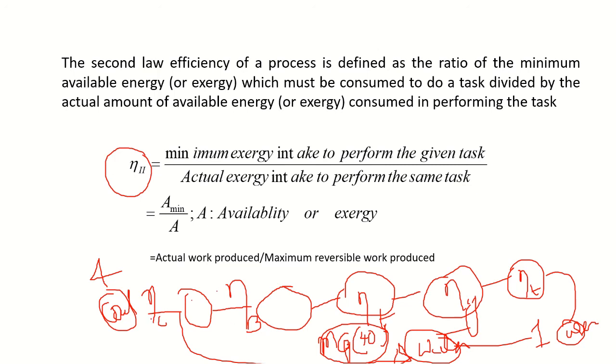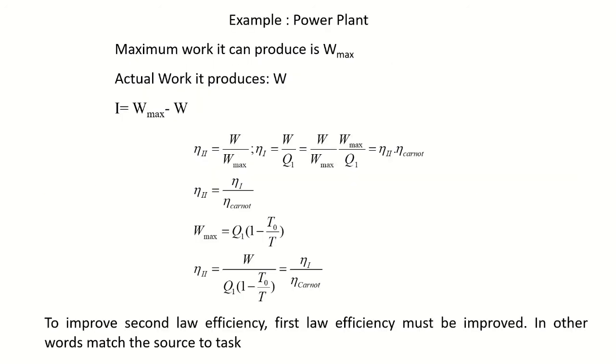Probably with just 1 unit of this energy I could have heated this, but actually I am using 4 units of energy. So that means I am at just 25% efficiency. I am not matching this resource to the task. This is what we call the second law efficiency. Let us look at what it means.